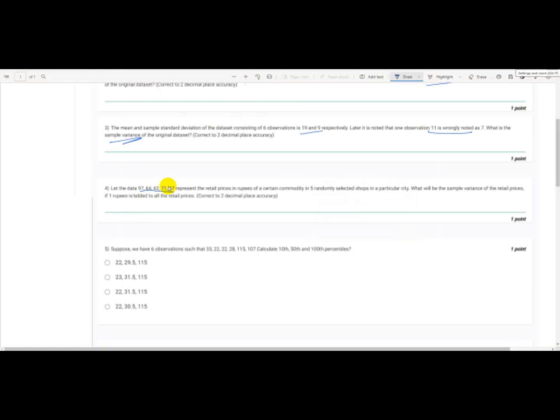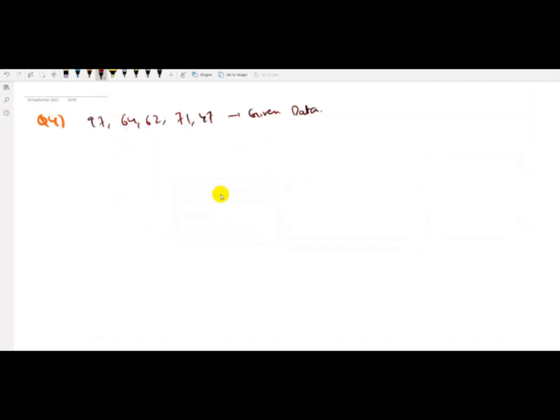They have said that if 1 rupee is added, just now I said you regarding the third question, and now we got the similar question in question number 4. Now we are being asked if 1 rupee is added to all the retail prices. So what happens when we add 1 rupee? It becomes 98, 65, 63, 72 and 48 respectively.